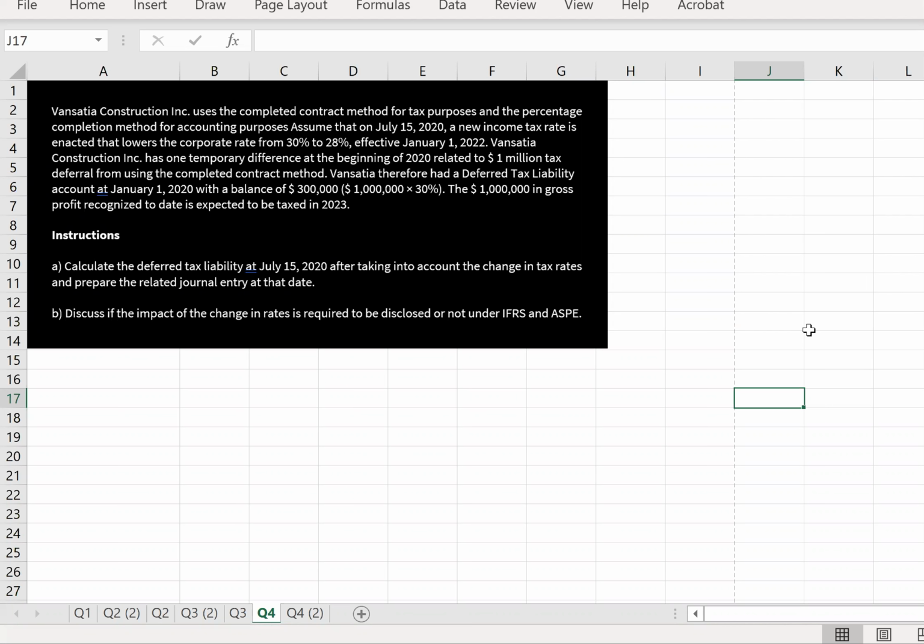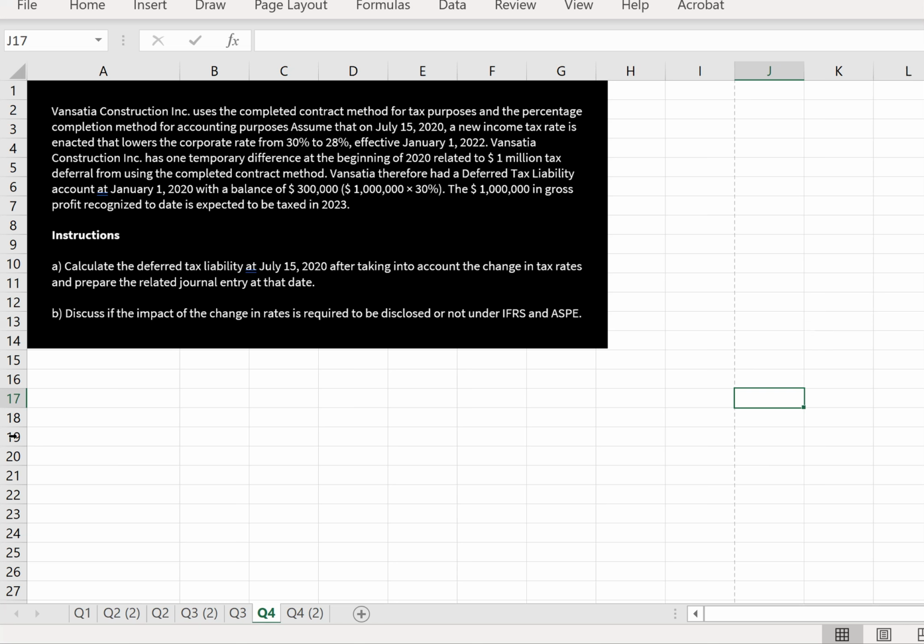Assume that on July 15, 2020, a new income tax rate is enacted that lowers the corporate rate from 30% to 28%, effective January 1st, 2022. Vansada Construction Inc. has one temporary difference at the beginning of 2020 related to a $1 million tax deferral from using the completed contract method. Vansada therefore had a deferred tax liability account at January 1st, 2020 with a balance of $300,000, which is $1 million times 30%. The $1 million in gross profit recognized to date is expected to be taxed in 2023. And we're asked to calculate the deferred tax liability at July 15, 2020, after taking into account the change in tax rates and prepare the related journal entry at that date.